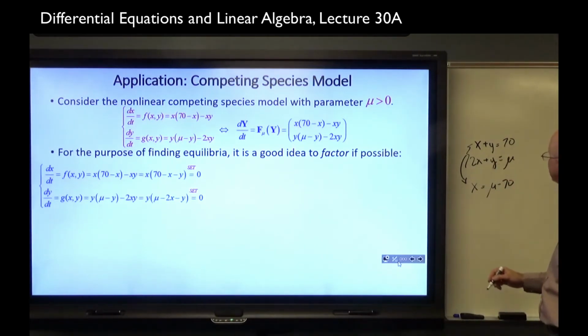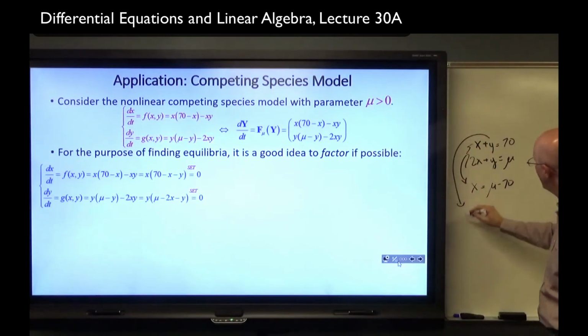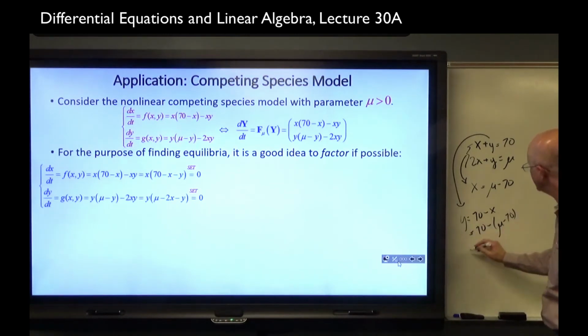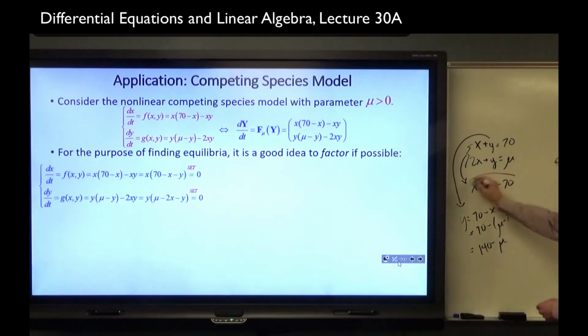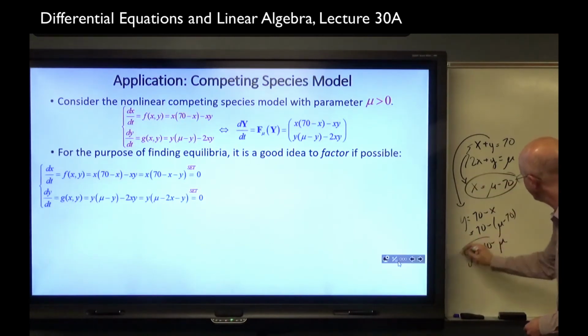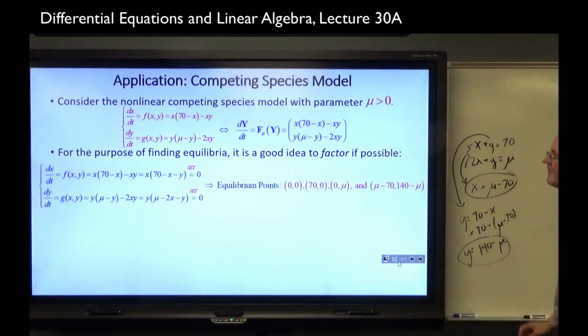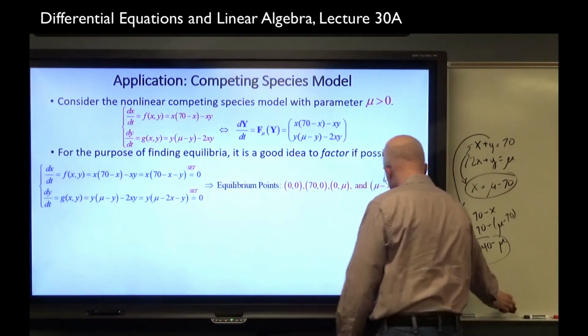And if x is mu minus 70, I could then use this equation to solve for y. y is 70 minus x. That's going to be 70 minus, in parentheses, mu minus 70, which is 140 minus mu. And the point with those coordinates is our fourth equilibrium point. There they are.